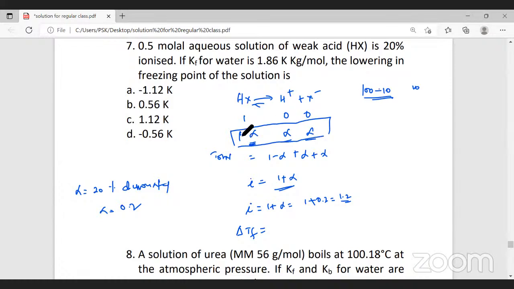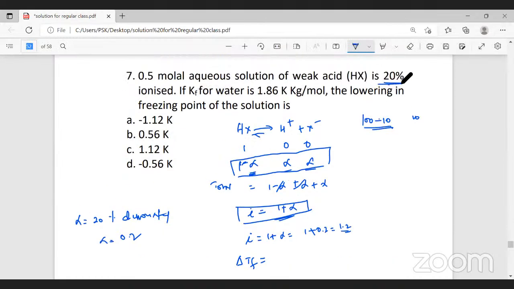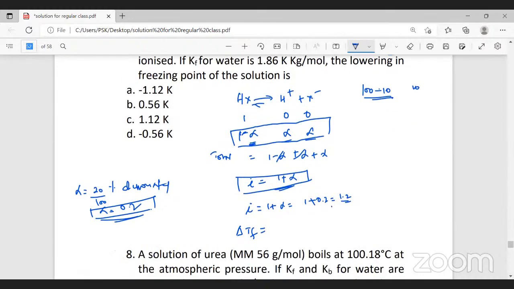So what will be the total number of ions present at equilibrium? It will be the sum of all this: 1 minus alpha plus alpha plus alpha. Plus alpha and minus alpha get cancelled. What you have is 1 plus alpha. So i will be 1 plus alpha. But in the question they've given it is ionized how much percent? 20% is ionized. So 20% ionized or dissociated means 20 divided by 100, that is 0.2. So i is 1 plus 0.2, that is equal to 1.2. Did you follow? Yes, sir.